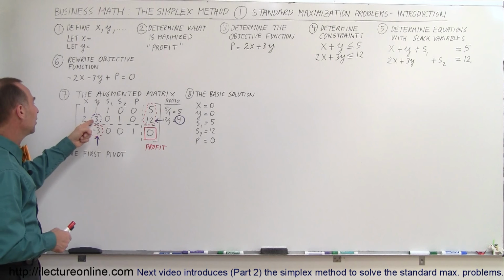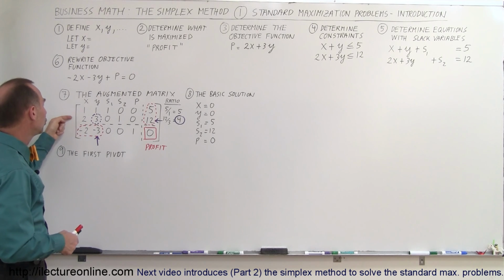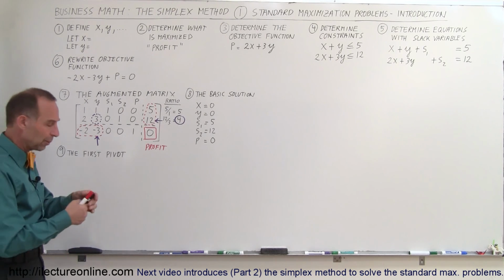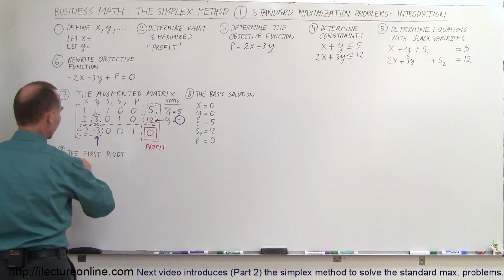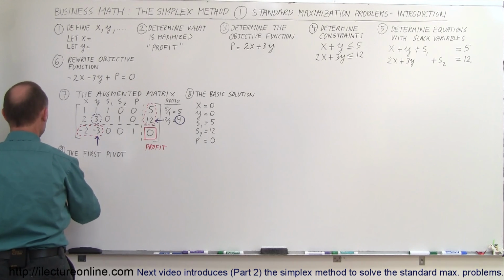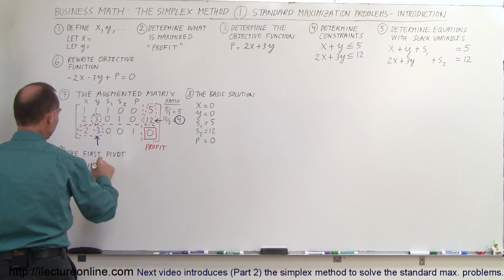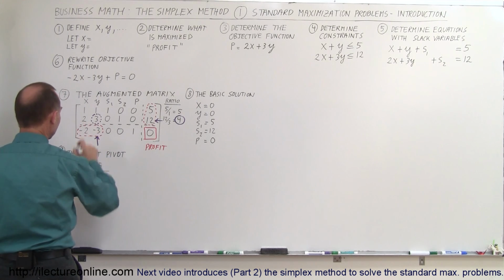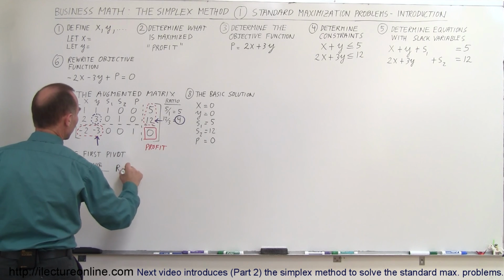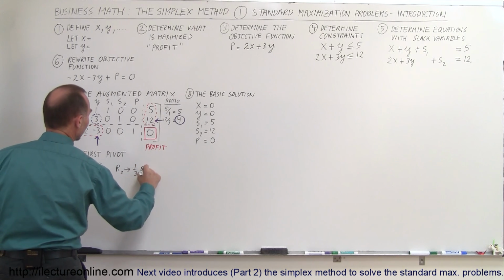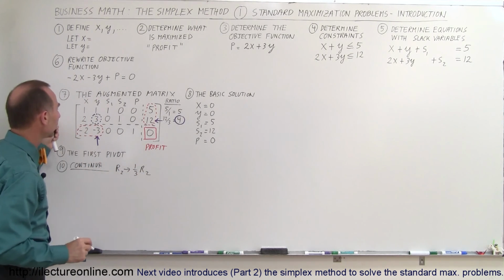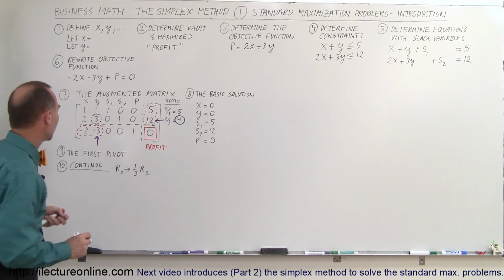So to turn this into a 1, we're going to have to take row 2 and divide it by 3 and see what we get. So that's the first pivot. And now you just continue with the problem. So you continue, and when you do that, you go ahead and say, I'm going to take the second row and replace it by 1/3 the second row. So you're simply going to divide this row by 3 to make that into a 1.